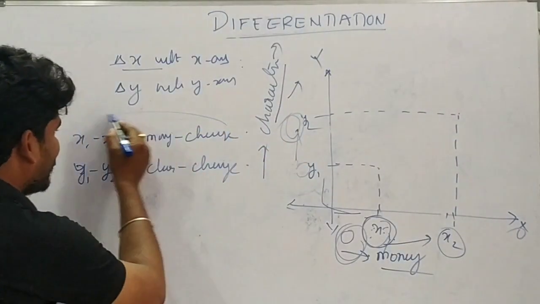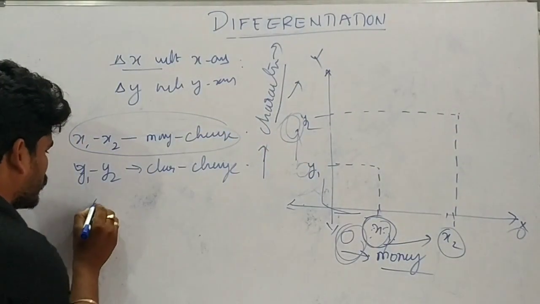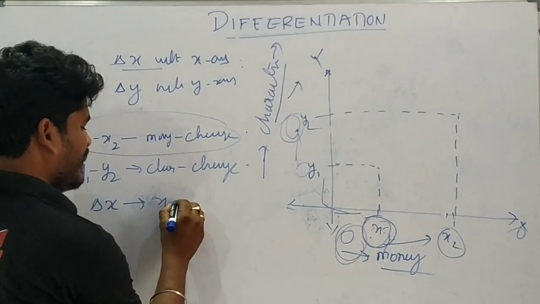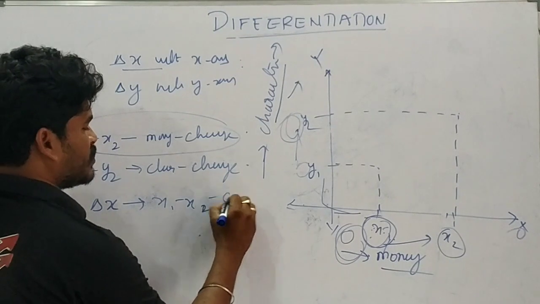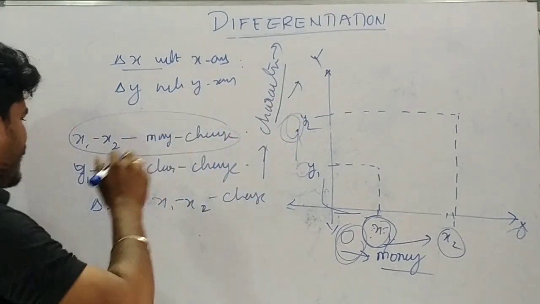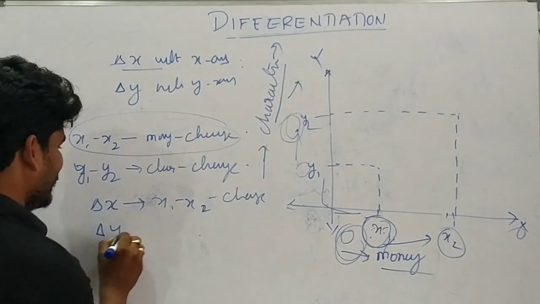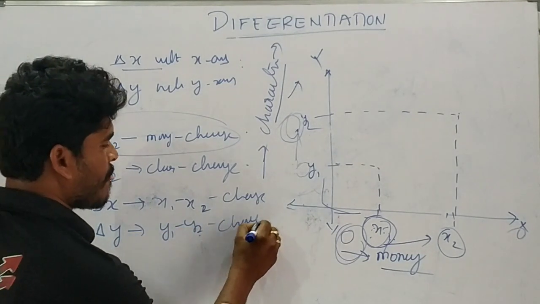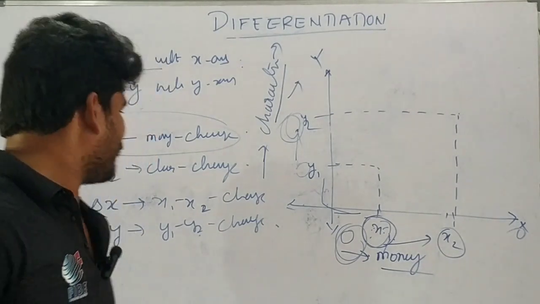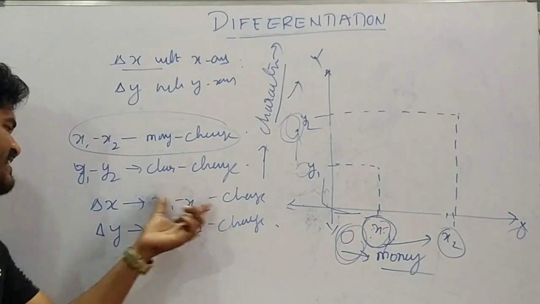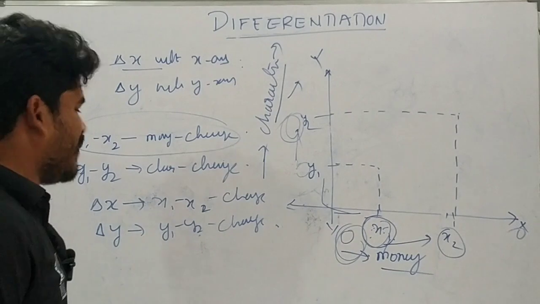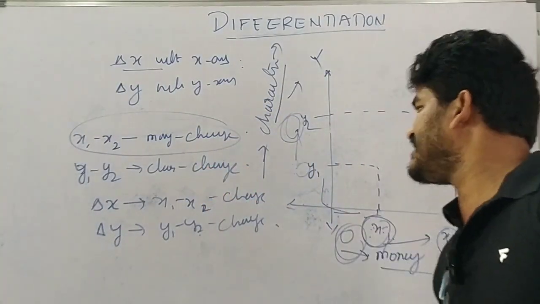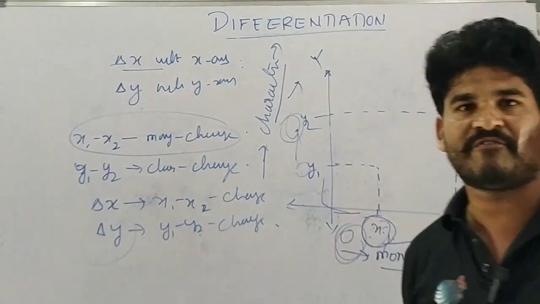Here, the change in money is delta x, the change from x1 to x2. In the same way, delta y is the change from y1 to y2. The displacement from x1 to x2 is the change delta x, and in the same way the displacement from y1 to y2 is the change in character, delta y.